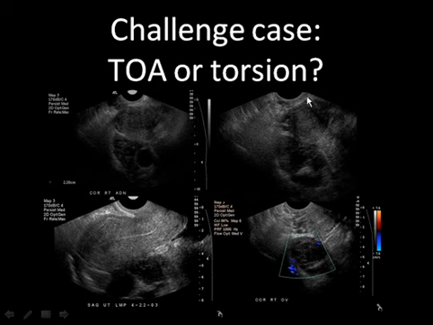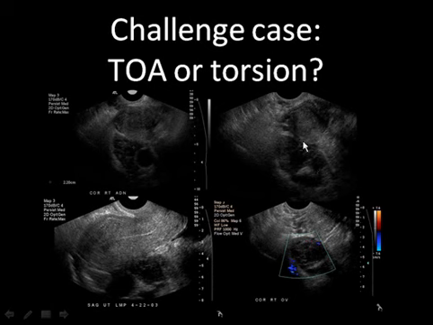Now, this is a case that proved to be difficult without the proper history. The original request read, pelvic pain, exclude torsion. We can see that the ovary appears enlarged. It is posterior to, or perhaps displaced posterior to the uterus, perhaps in the cul-de-sac, as we can see here. And it's unclear whether there was reliable Doppler flow. So in the setting of acute pelvic pain, torsion can definitely present with an appearance similar to this case.